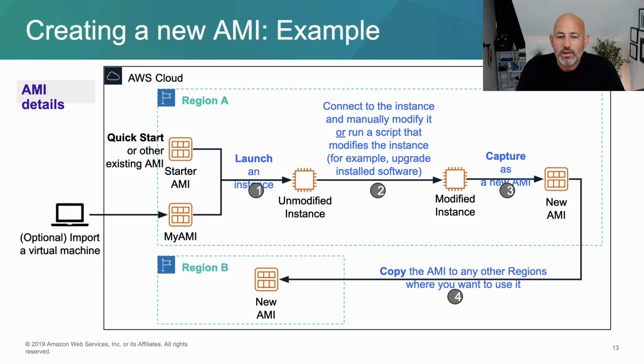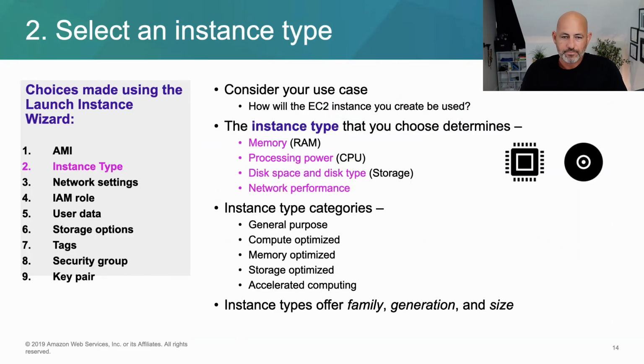When you create a new AMI, the main thing to be aware of is that you do have to snapshot these things and make sure that you're able to create a golden instance when you build it up, save it, and then copy it.